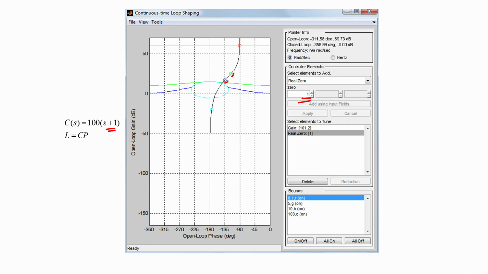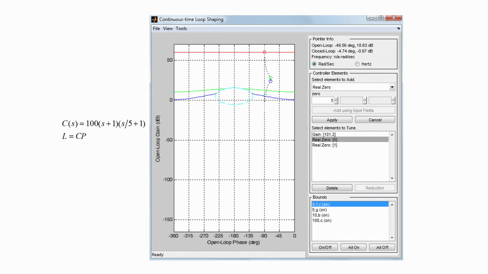So, we choose to multiply our controller transfer function with another zero. This time the zero has been chosen to be at 5 radians per second, and as a consequence we note that our Nichols plot gets transformed to the curve that has been shown by the dotted line here. Now, when we examine this curve, we see that all the performance specifications are met.